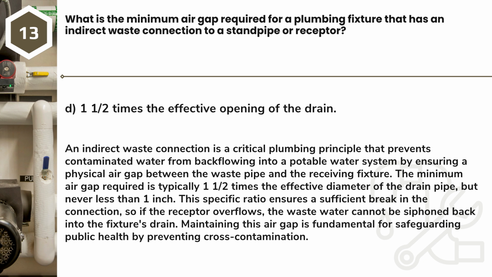The minimum air gap required is typically 1.5 times the effective diameter of the drain pipe, but never less than 1 inch. This specific ratio ensures a sufficient break in the connection, so if the receptor overflows, the waste water cannot be siphoned back into the fixture's drain. Maintaining this air gap is fundamental for safeguarding public health by preventing cross-contamination.